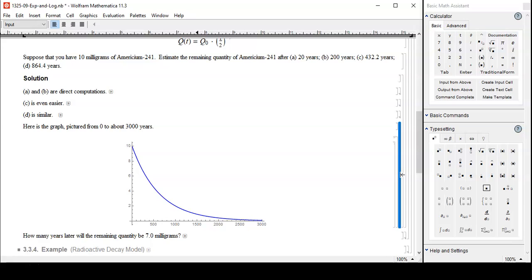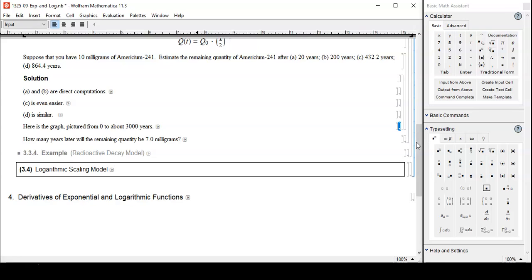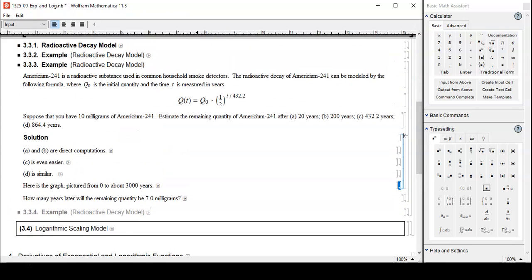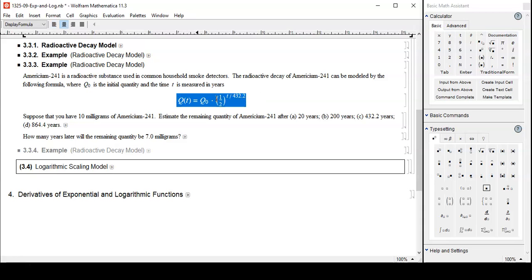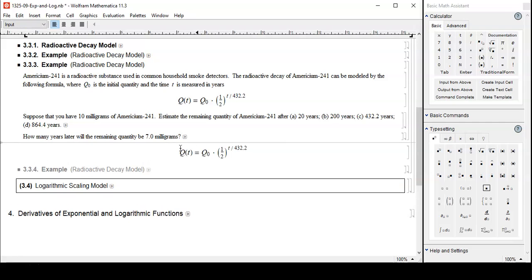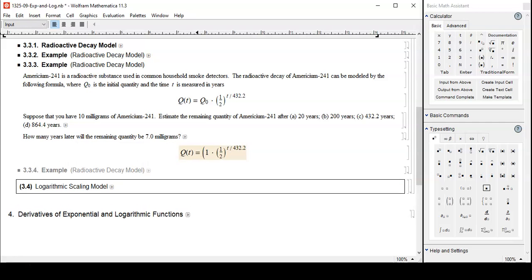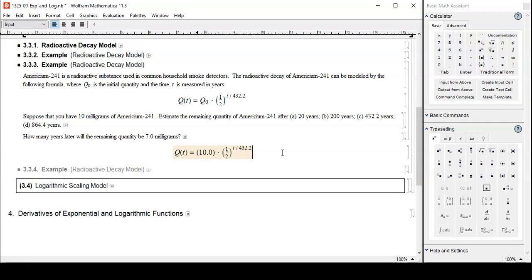By the way, here's a graph measured from 0 to 3,000 years. Oh, it's going down, yeah, but very, very slowly. How many years later will the remaining quantity be 7.0 milligrams? So we'll have to set this equal to 7.0 milligrams, right? So starting from 10.0, and then that's equal to 7.0.